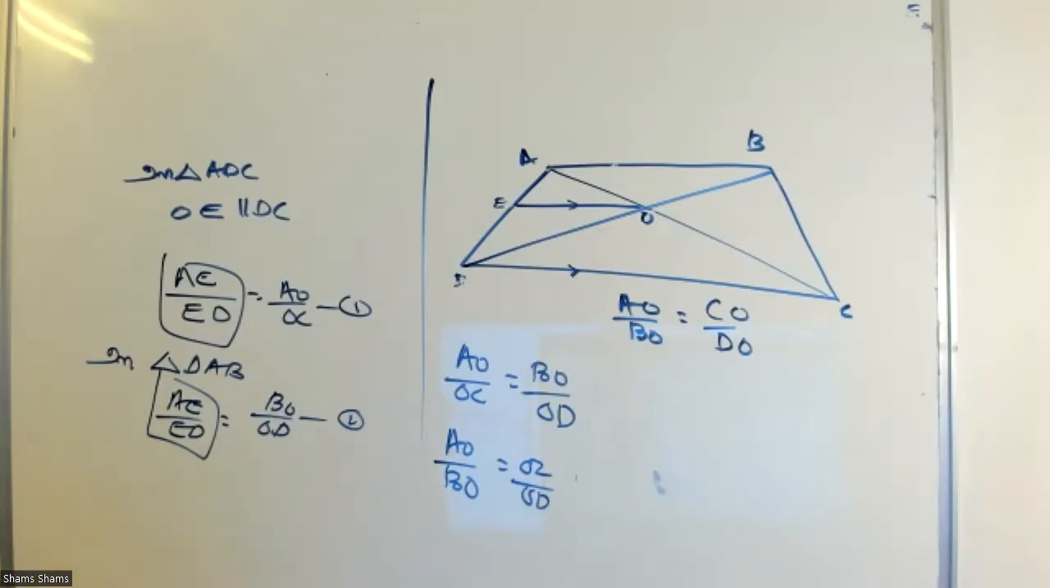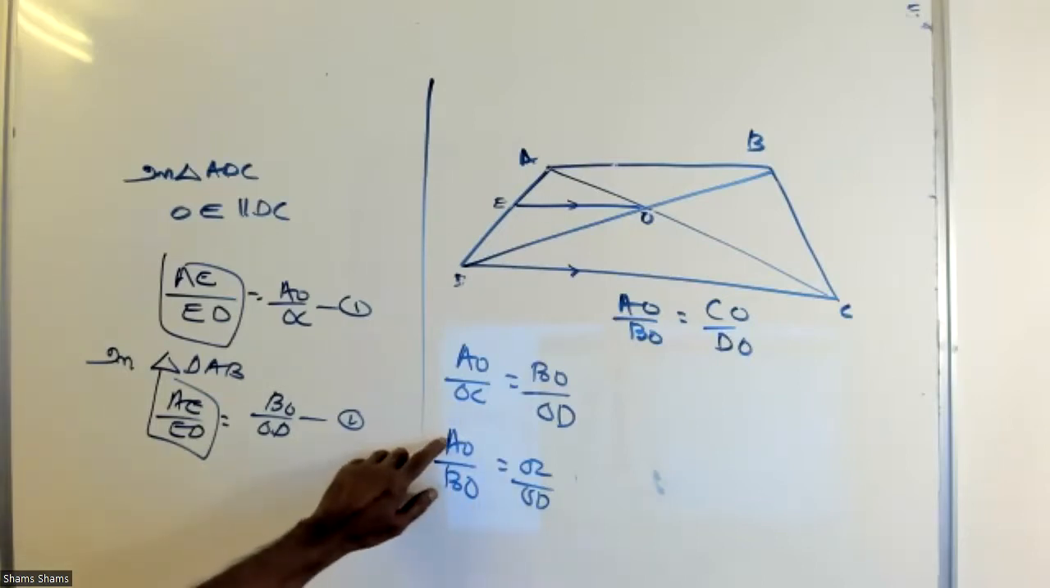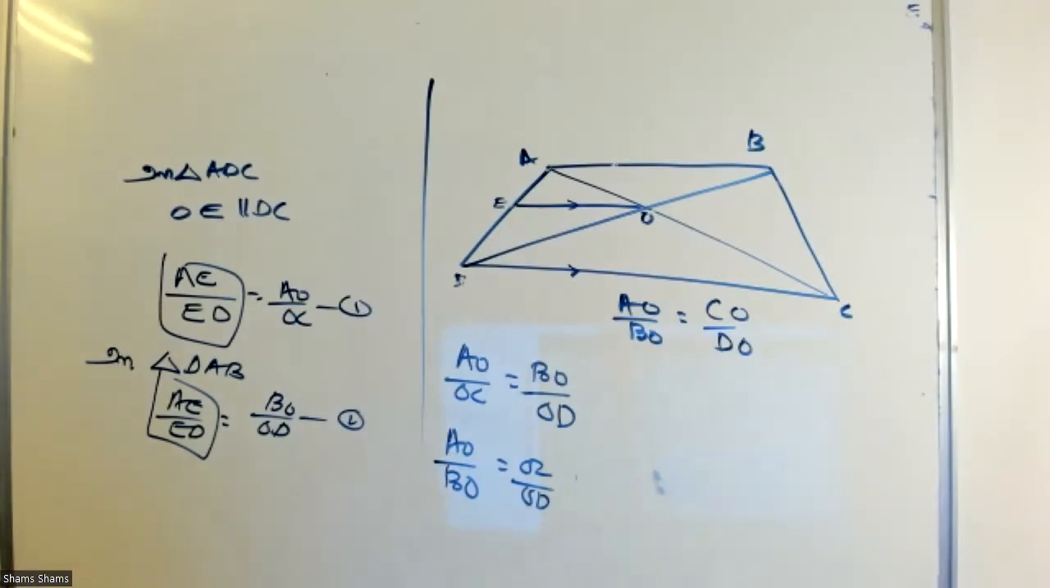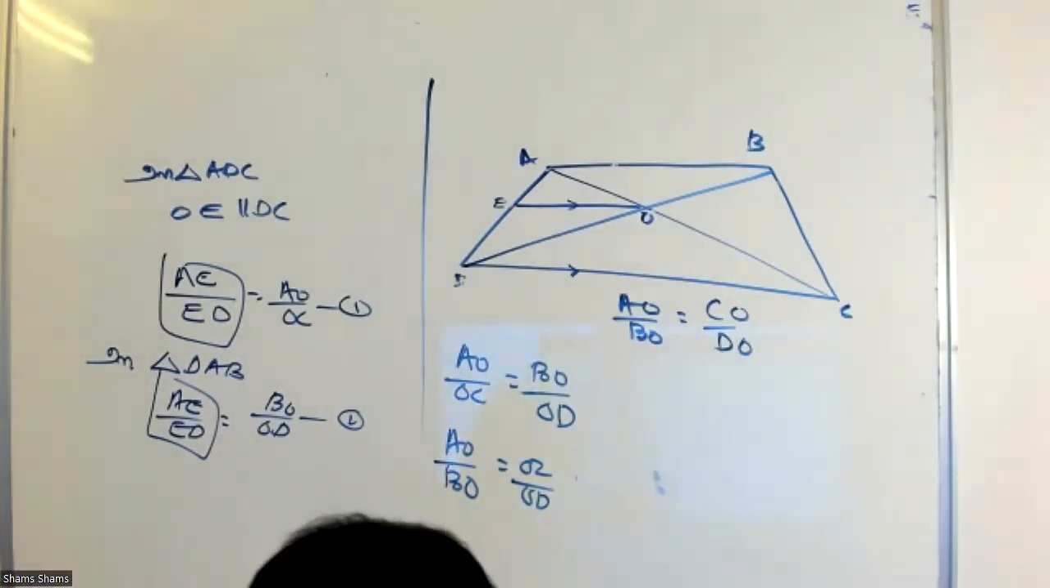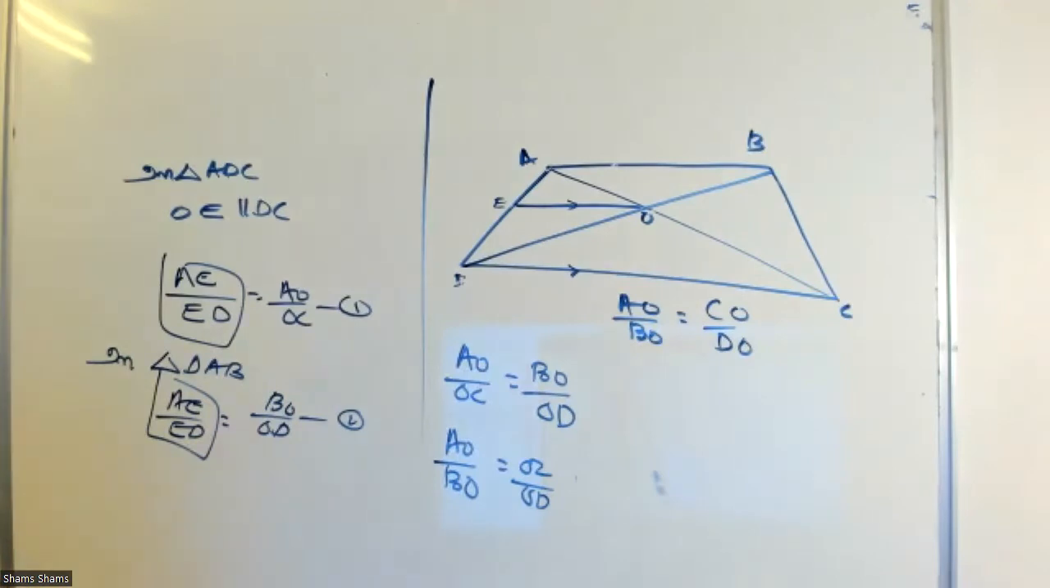From 1 and 2 we get AO by OC equal to BO by OD. Then you can rearrange: AO by BO equal to CO by OD. Is it okay?